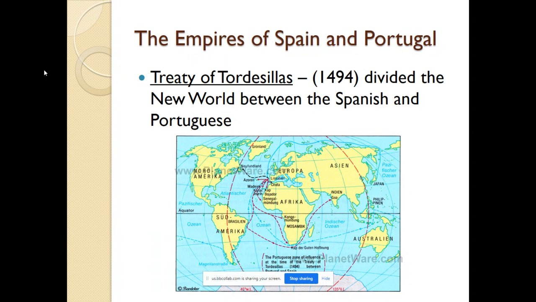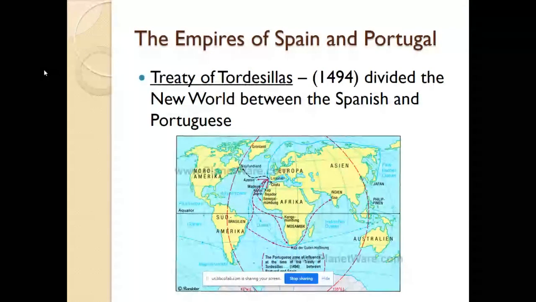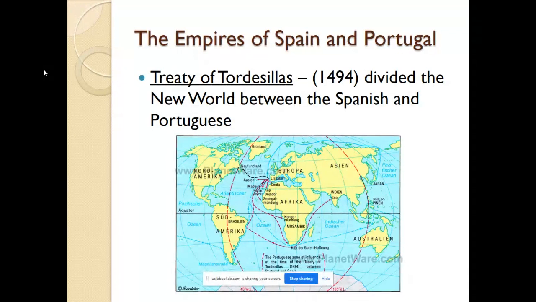And they say, hey, Pope, we need help. He says, I'm not doing anything else. Sure, why not? And so they sit down with a big map and they begin carving it up. And this is what they come up with, the Treaty of Tordesillas.